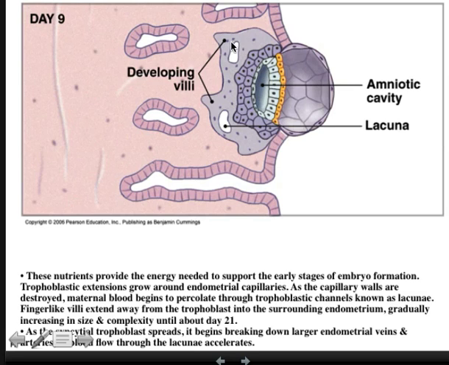This is a syncytial trophoblast, and this is what's providing nutrients to the growing inner cell mass. So notice how you've got more than one nucleus in a given cell. That's why they're called syncytia. Okay, as the syncytial trophoblast spreads, it begins breaking down larger endometrial veins and arteries, and blood flows through the lacunae.